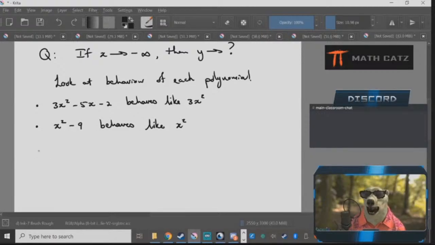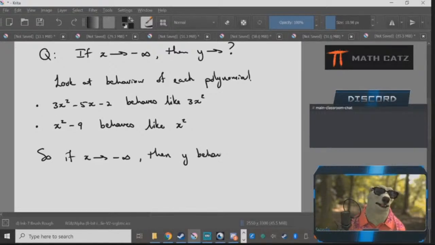So now that means, if x approaches negative infinity, then I'm going to write it in words, though the arrow is exactly the same. Y behaves like, I'm going to put it over here just so I have space, 3x squared over x squared.